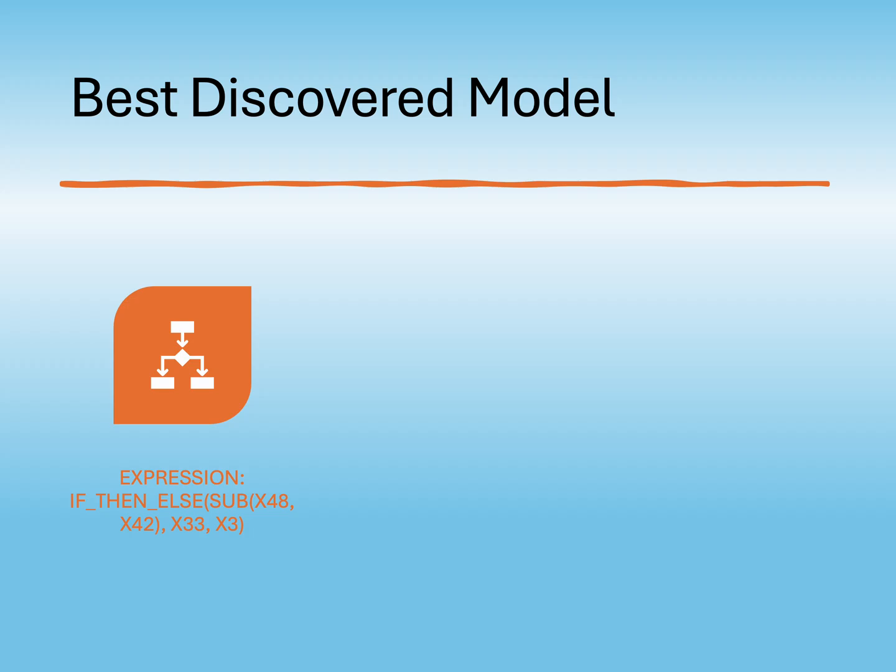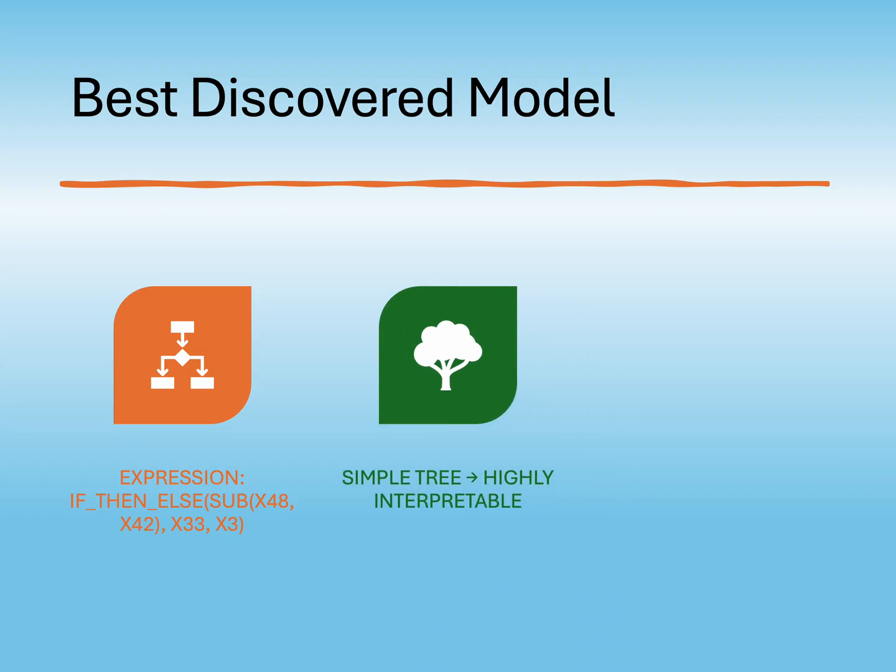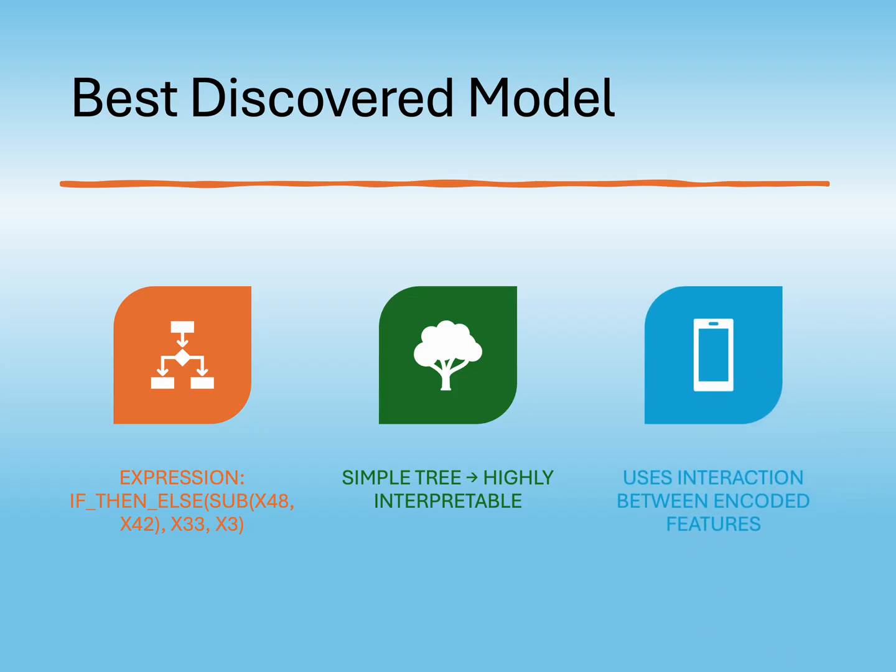GP evolved a rule-based mathematical expression. It first checks the difference between two input features, that is, feature x48 and feature x42. If the difference is positive, the model relies on feature x33 to predict whether the person earns more than 50,000 or not. If the difference is not positive, then it uses feature x3 instead. We do not manually choose these features. GP automatically evolves and selects the features that give the best accuracy.